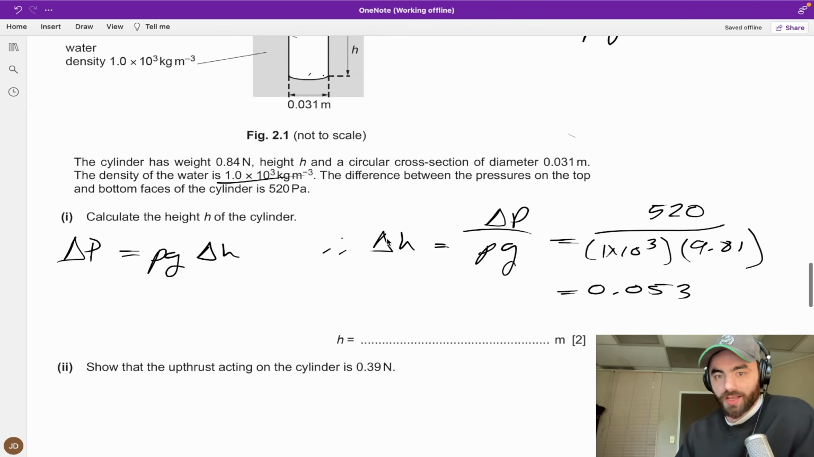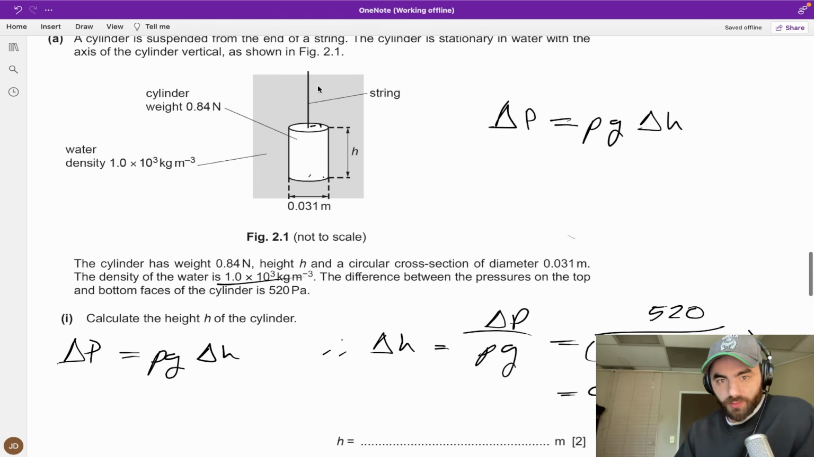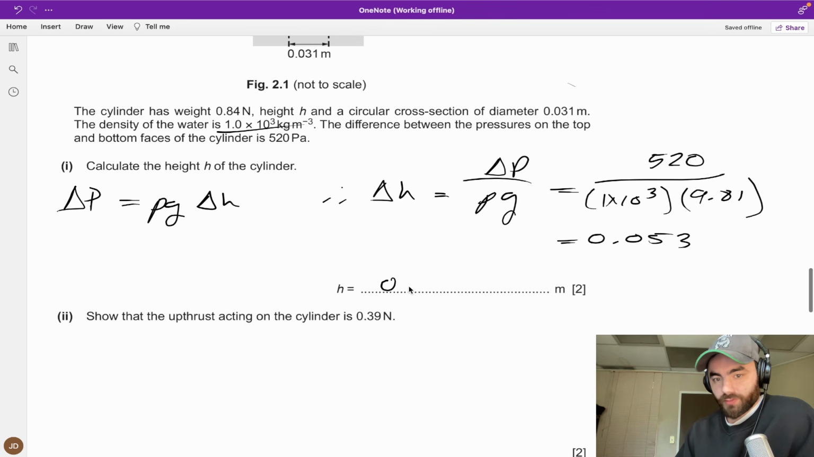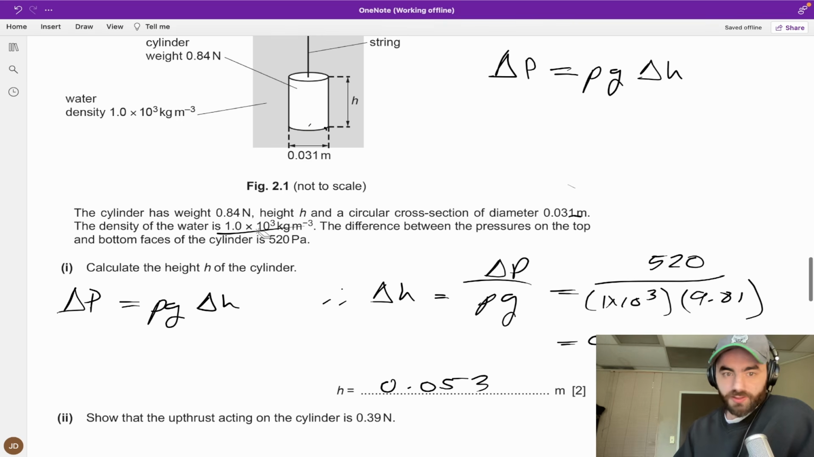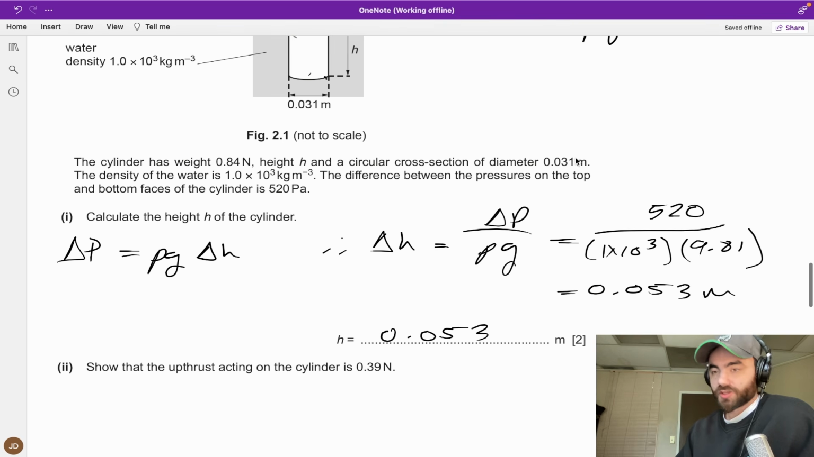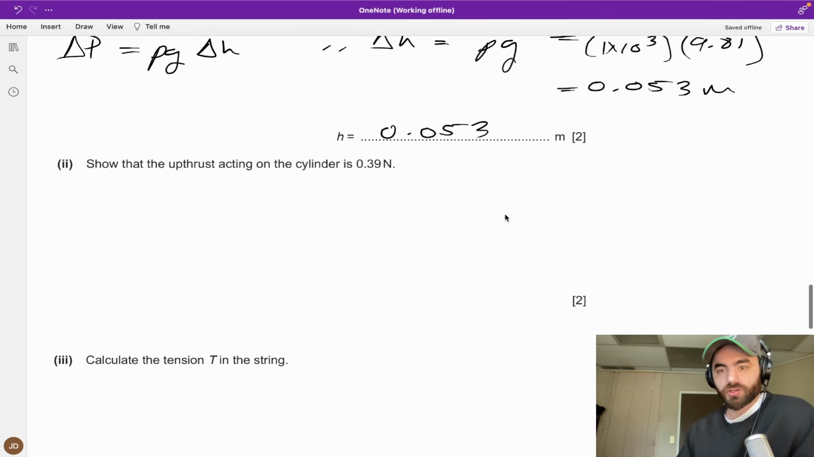So the change in height between here and here is this height, h, right? The pressure here and here, the difference in pressure is 520. We calculate the difference in height between those two points, and the difference in height between those two points is h. So this is 0.053 meters. And again, it's in meters because everything else is in SI base units, so we're chilling. Sometimes they might do centimeters or something like that, and you just have to catch that and then change.